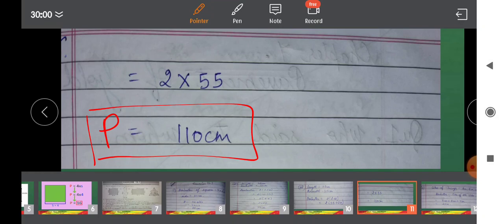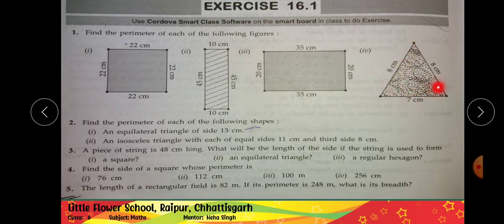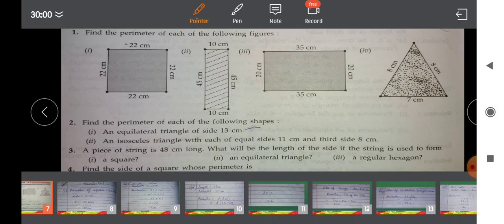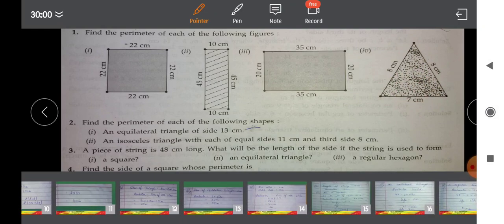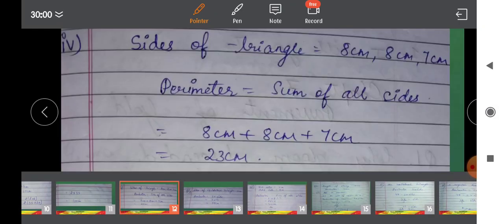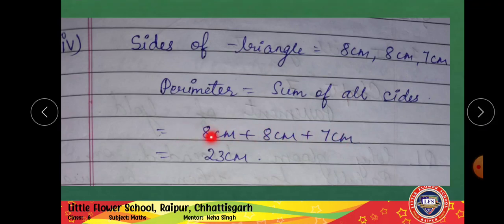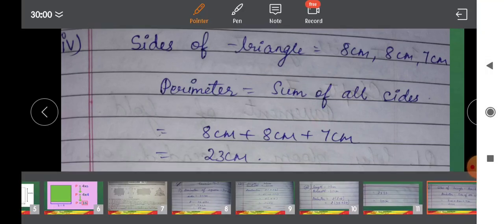Coming to the fourth question, here it is a triangle. Which kind of triangle is this? Two sides are 8 and the third side is 7, right? So we can solve this by using the formula sum of all sides. 8 plus 8 plus 7, 8 and 8 is 16, 16 plus 7, that is 23. So the perimeter for this is 23 centimeter. So the first question we have finished.